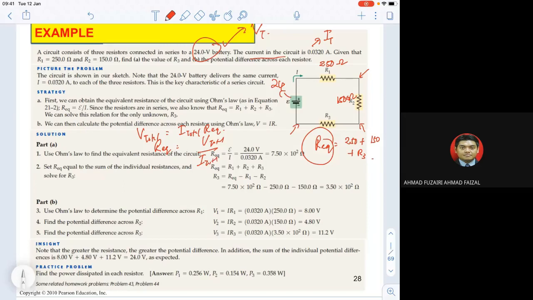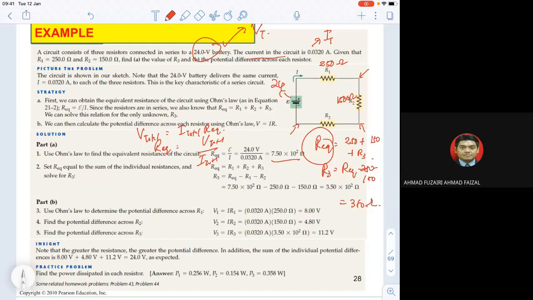I total is 0.032, and in the end we'll get 750 ohms for R equivalent. So in order to get R3, we take R equivalent minus 250 minus 150, so you will get 350 ohms. Simple. Okay, now find the potential difference across each resistor.